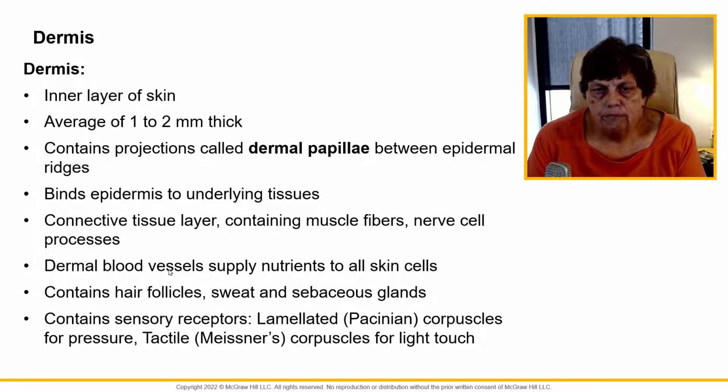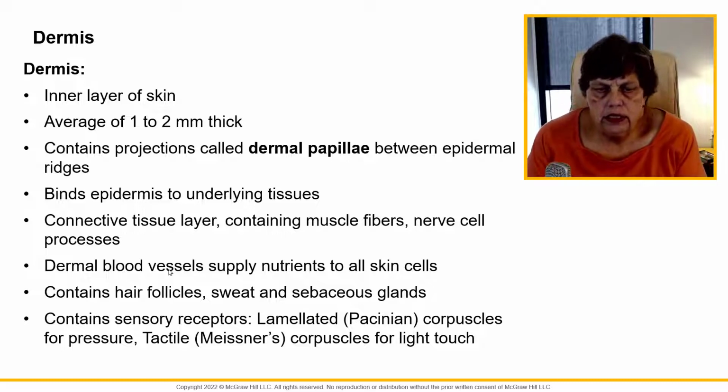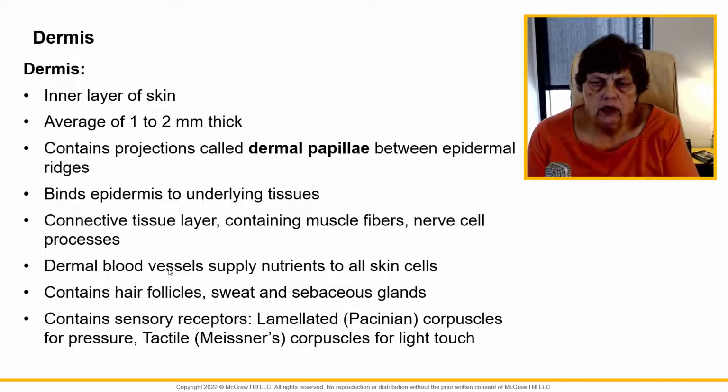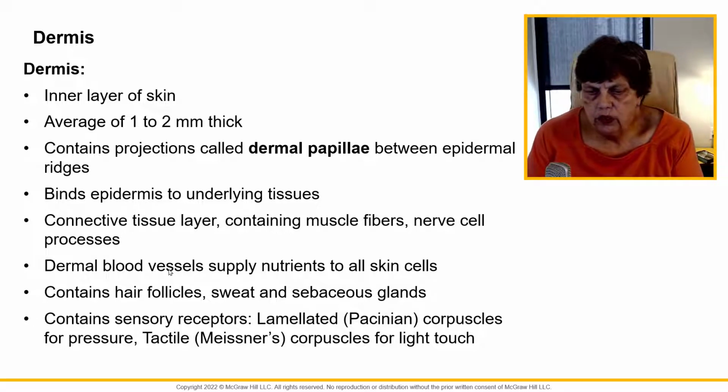All right, so we move a layer down, and we go into the dermis. So this is usually not very thick, 1 to 2 millimeters thick. It does contain those projections I showed that are called the dermal papillae that lay between these ridges, and that binds that epidermis to this layer. This layer, it's a connective tissue layer. It does contain some nerve cell processes, and you do have blood vessels that are supplying nutrients.